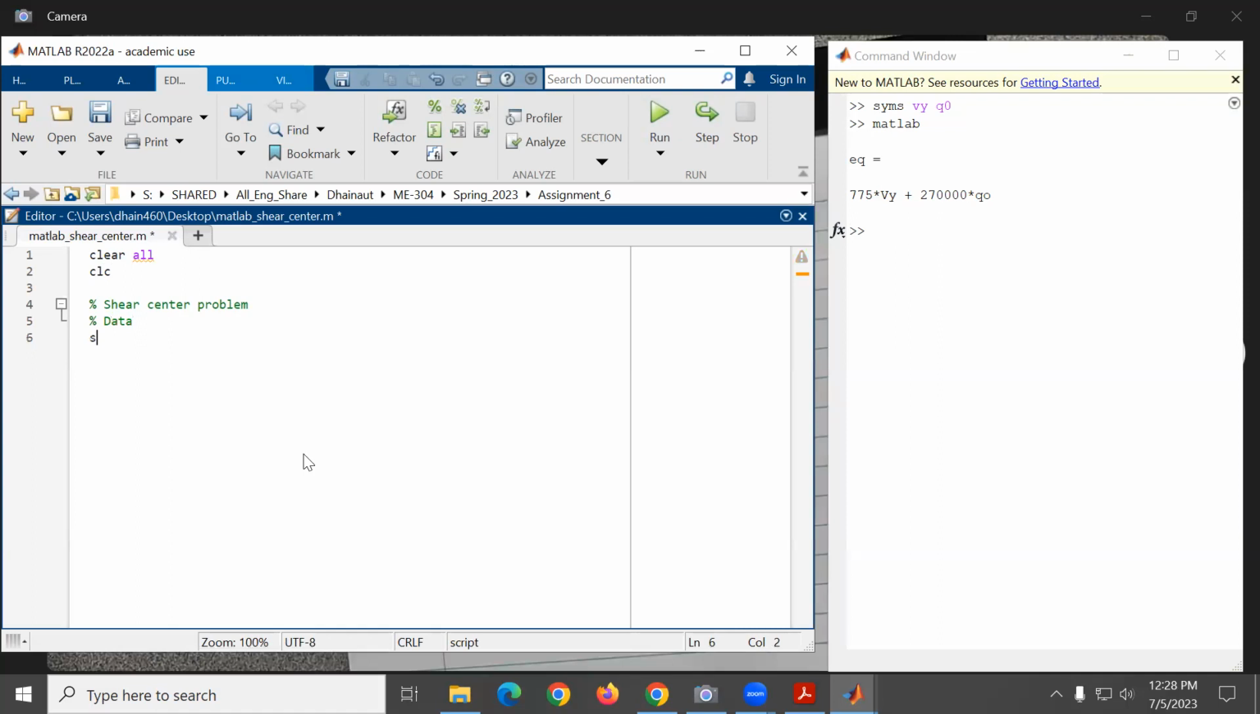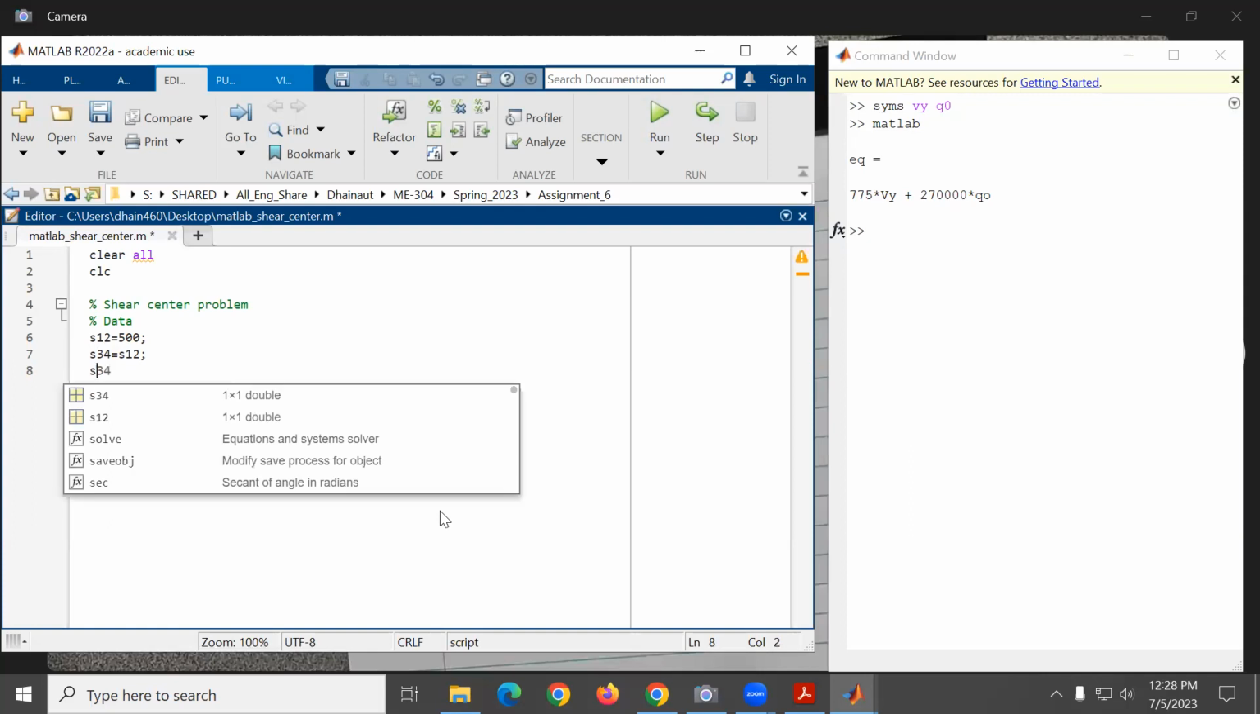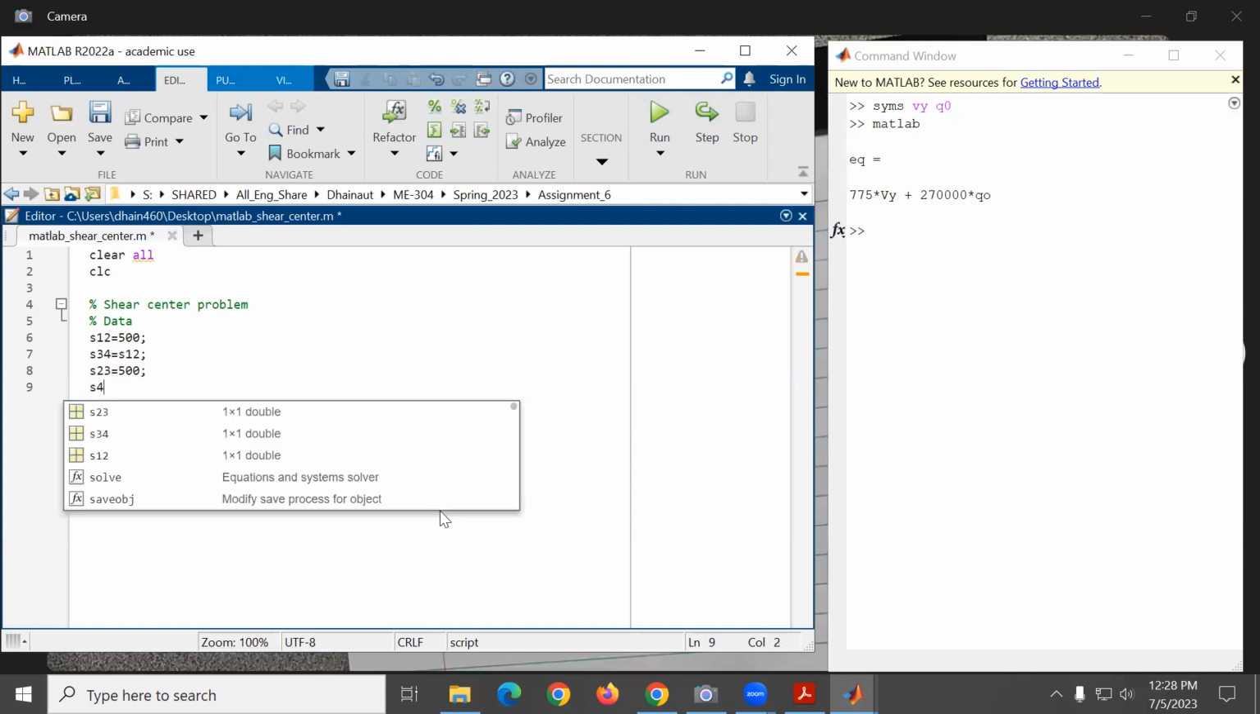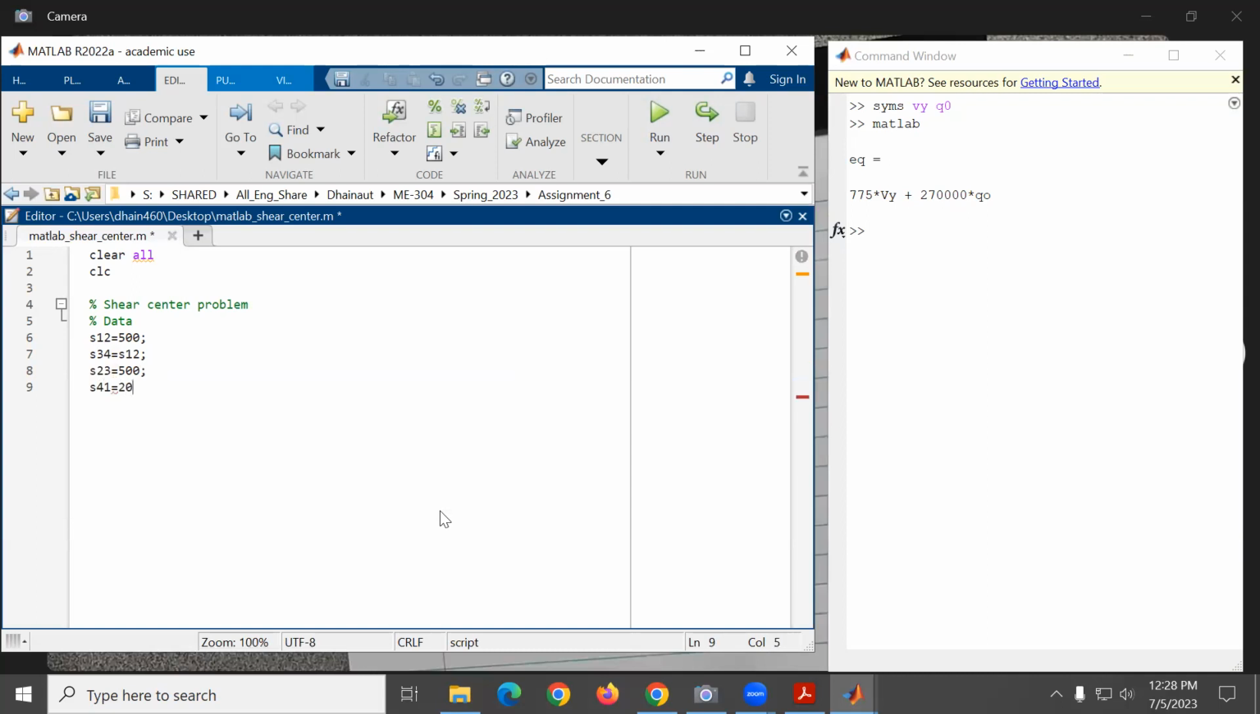All right, so S12 was how much? 500 millimeters. S34, I think, is equal to S12. Yes. Then S23 was not given, no? It was 580. I don't think we need it. Maybe we need it. S41, I think that one was 200, no? Yeah. Okay, then we need the thicknesses.